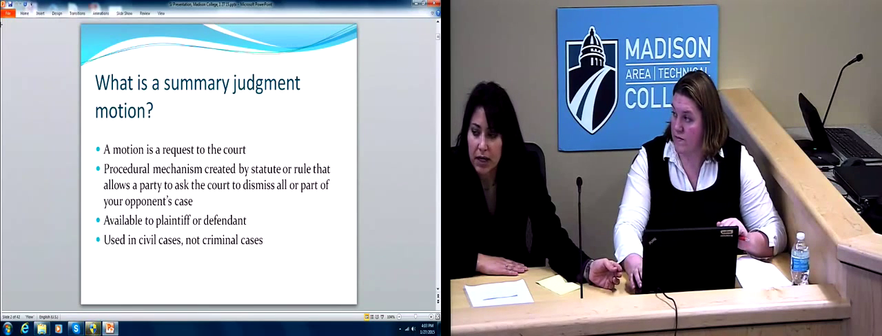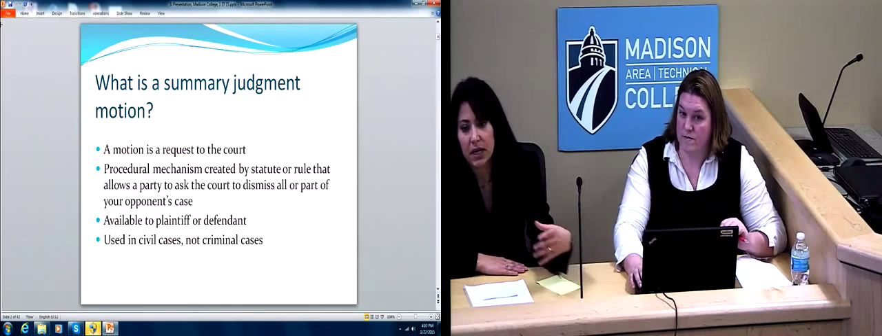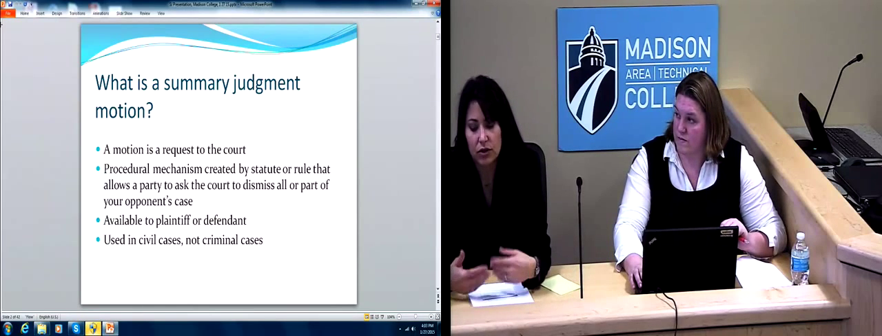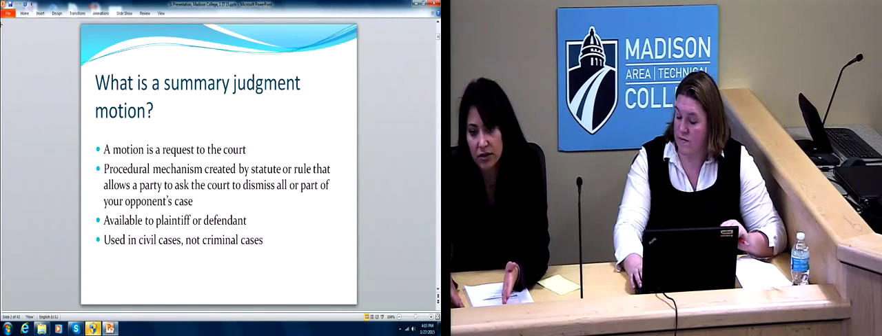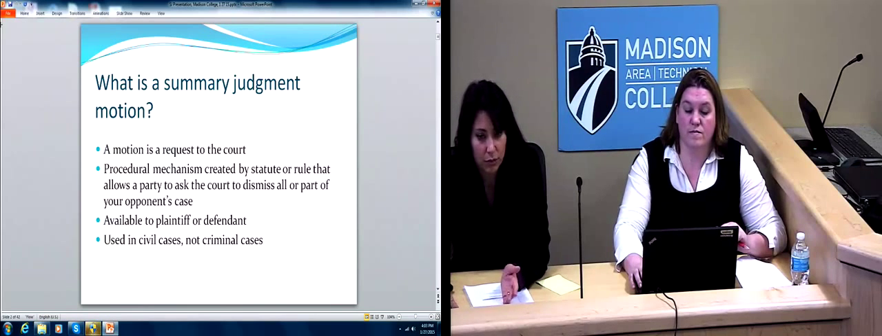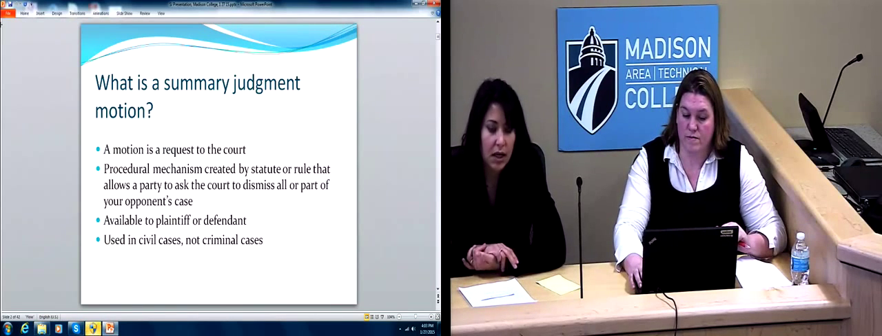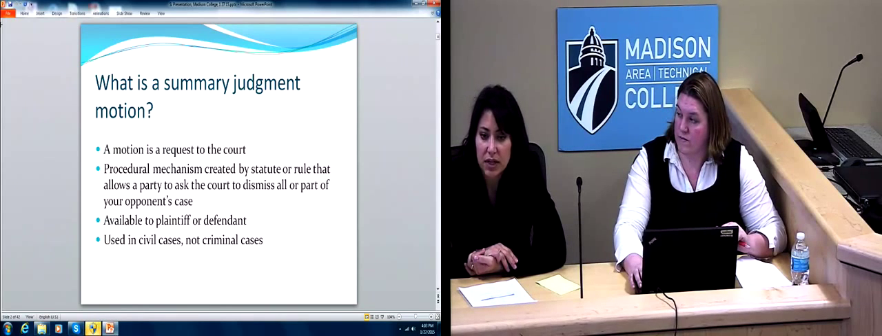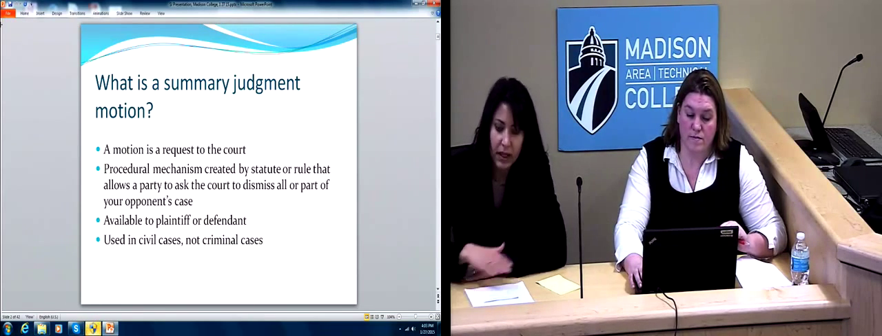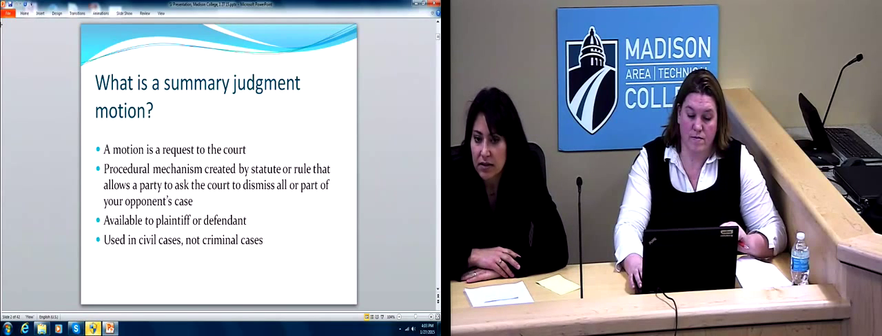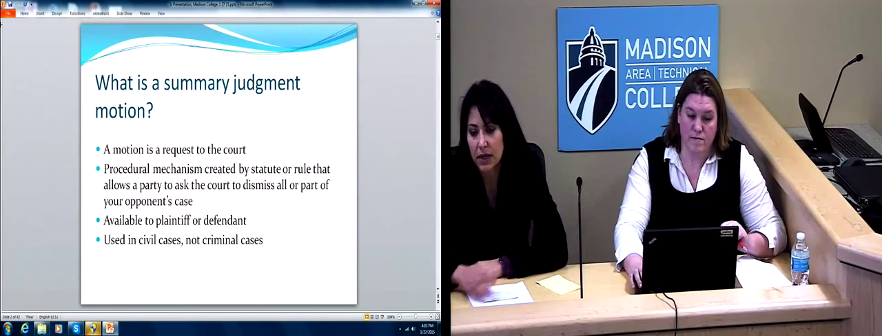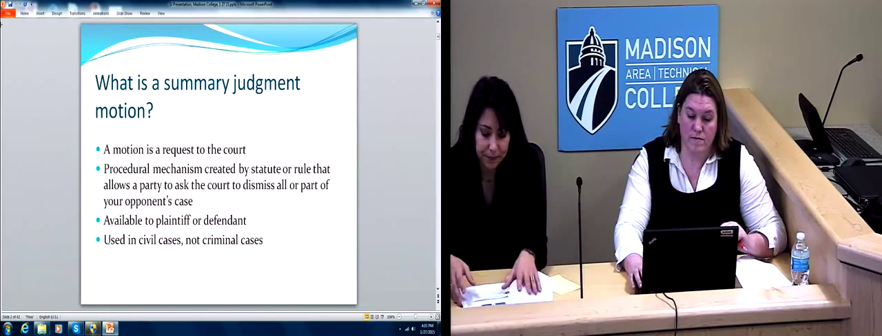It's a procedural mechanism, which means that in the course of a lawsuit, you are allowed to ask the court at a certain time to dismiss all or part of the opponent's case. The authority for summary judgment in state court, at least in Wisconsin, is found in the Wisconsin statutes, and in federal court, it's found in the Federal Rules of Civil Procedure. Both plaintiffs and defendants can use summary judgment, and it's only available in civil cases. It's not something that's used in criminal cases.